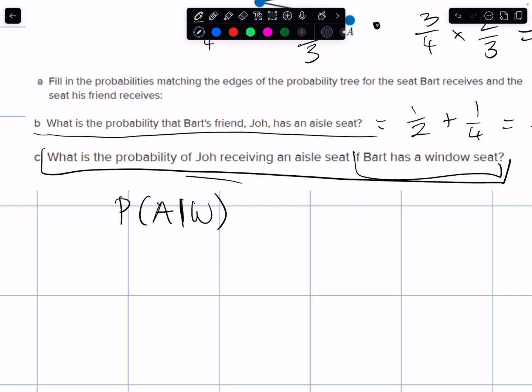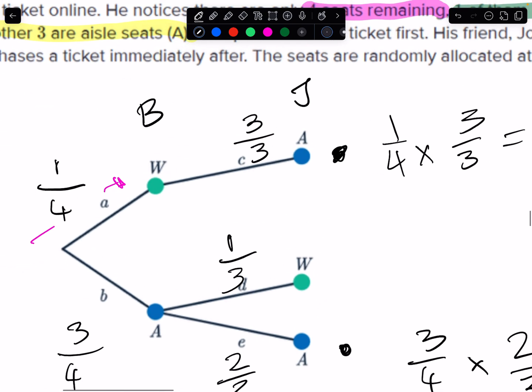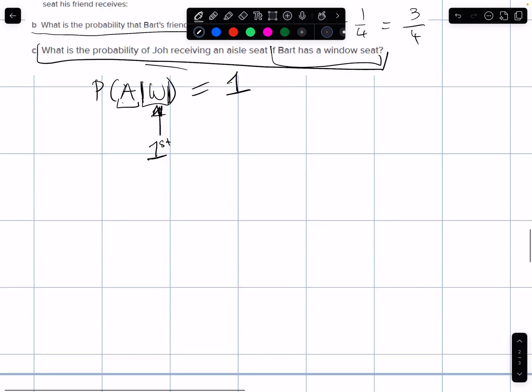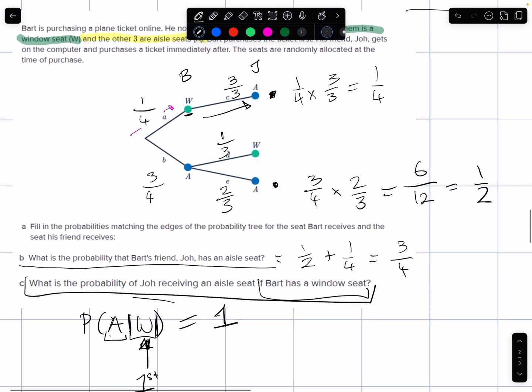This is the notation that we'll get into next. It means we're looking at the probability of an aisle seat happening, given this thing has happened first, and that is 1. So we're looking from this point in the tree diagram, where the probability of the window seat has happened. What's the probability of this occurring? Well, 3 out of 3 is 1. So the probability there is just 1. We'll get into that more next week, but for now, that's it.